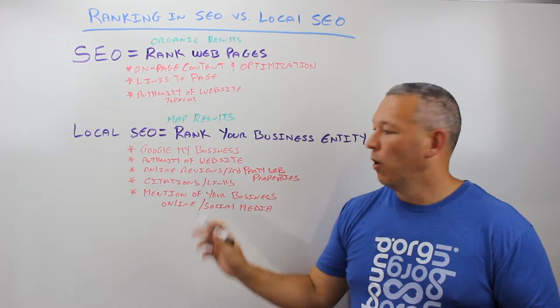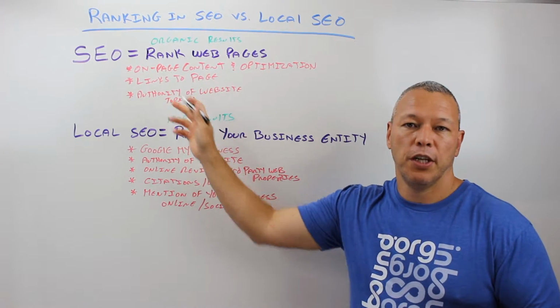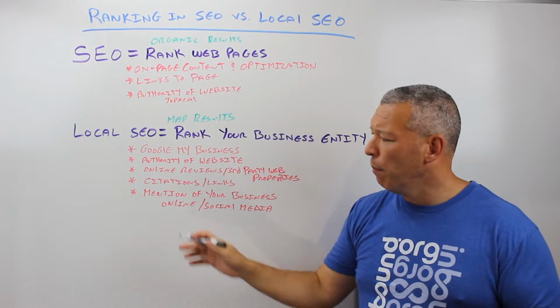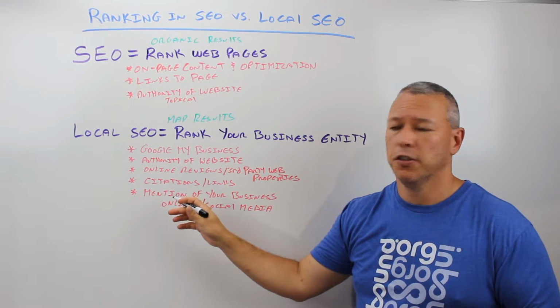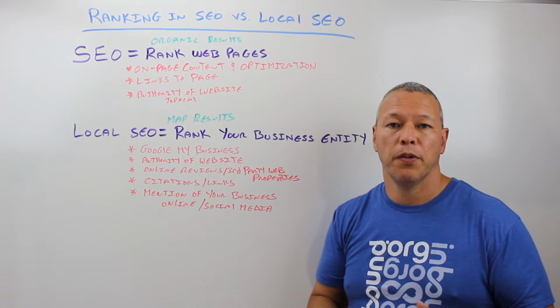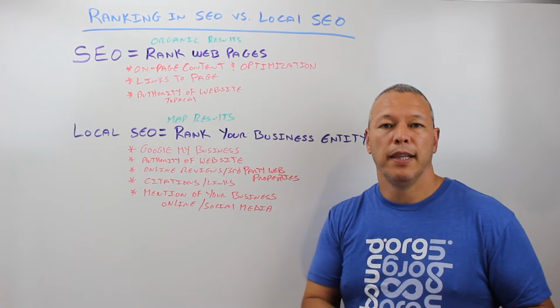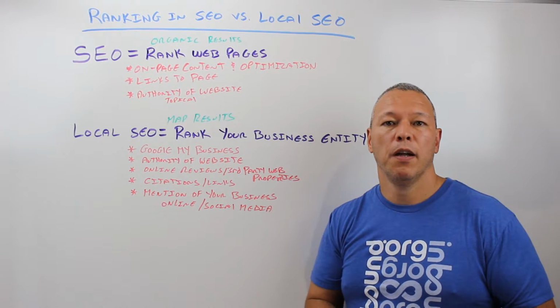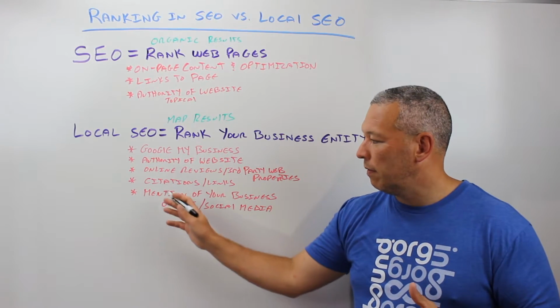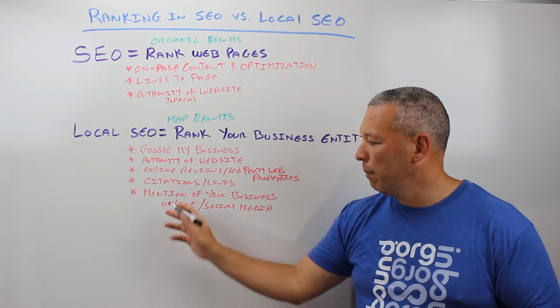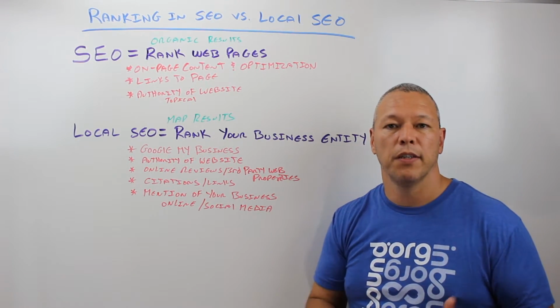Citations and links. So links, like in traditional SEO, links are very important, but not nearly as important as in traditional SEO. Citations are very important though. So citations are mentions of your business online. Doesn't have to be a link, just a mention. And what happens is, and kind of to this last point here, mentions of your business online, social media, things like that.